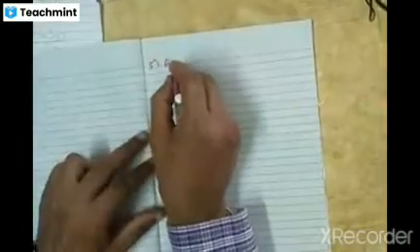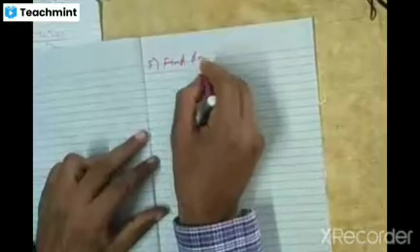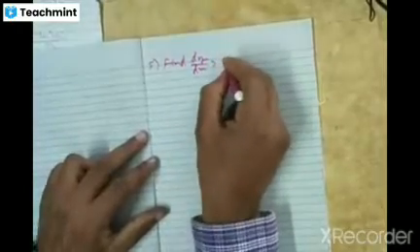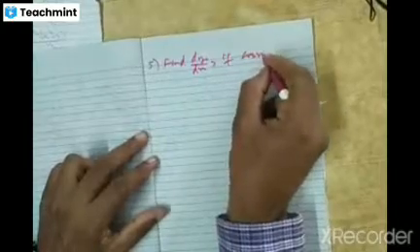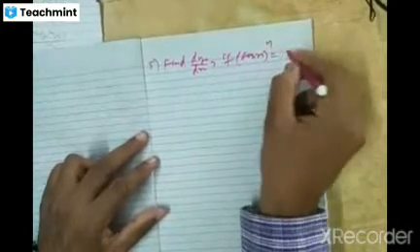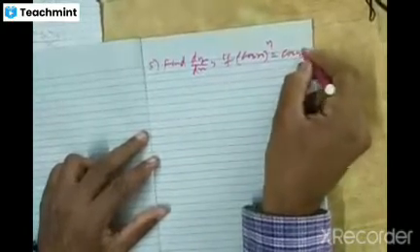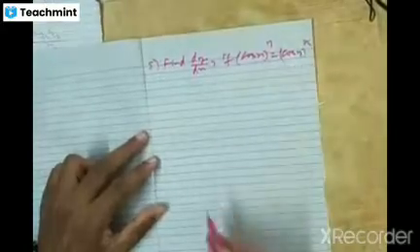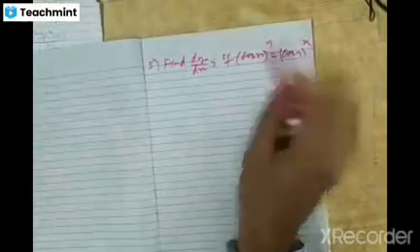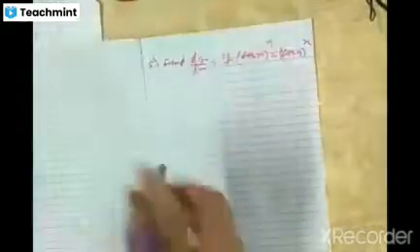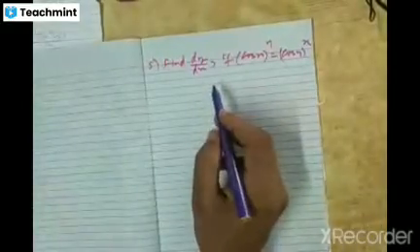The question is, find dy by dx if (cos x) to the power y is equal to (cos y) to the power x. It is similar to the last one. (cos x)^y = (cos y)^x. The question is, what is dy by dx?